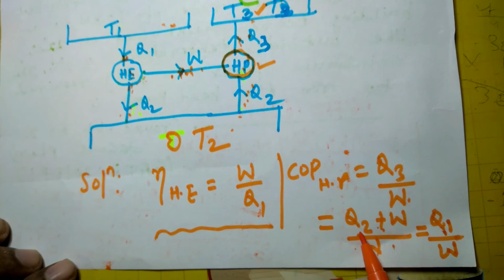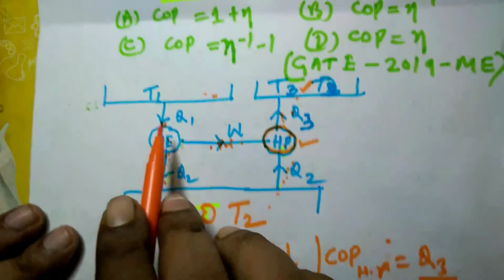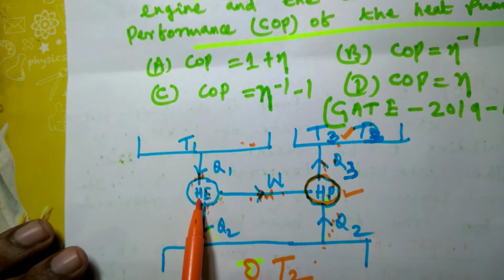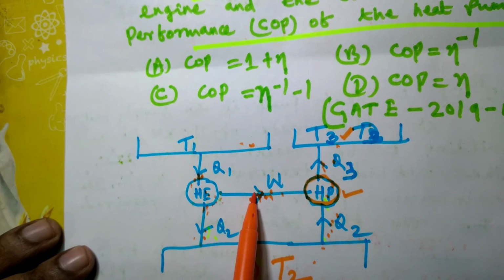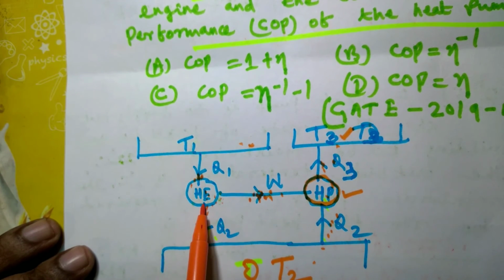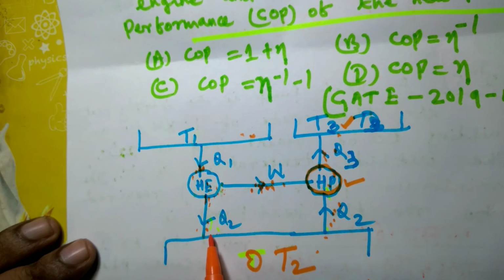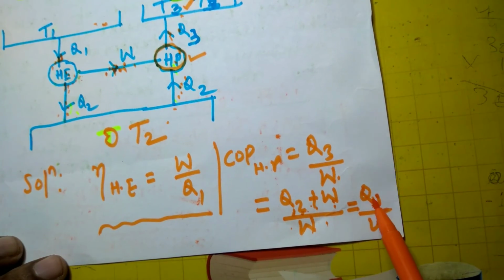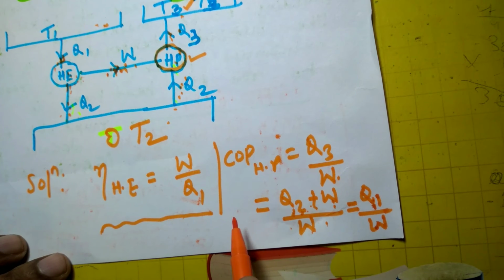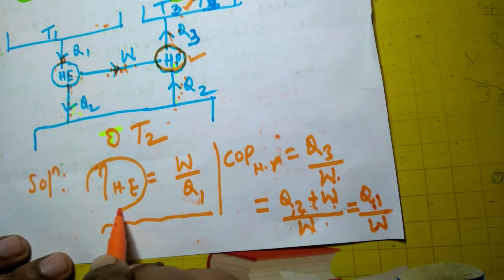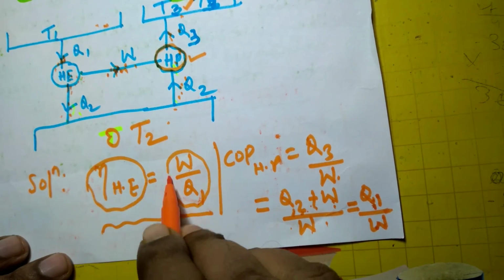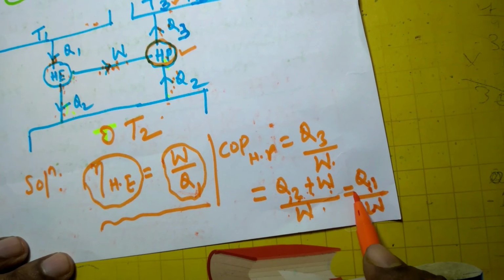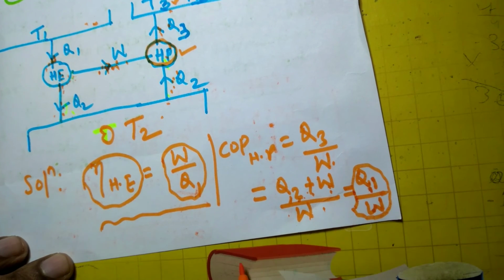Why did I write Q1 in place of Q2 plus W? Just by applying the energy balance equation for this system undergoing a cyclic process. Summation of energy entering the system during a cycle is equal to summation of energy leaving the cycle. So Q1 is equal to Q2 plus W. So in place of Q2 plus W, I will write Q1 by W. Now things are clear. You see, efficiency of heat engine is W upon Q1, and COP of heat pump is nothing but Q1 upon W.